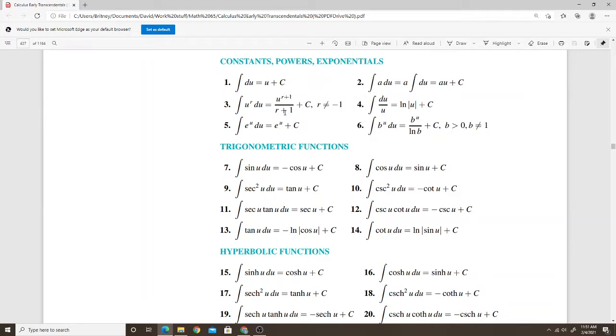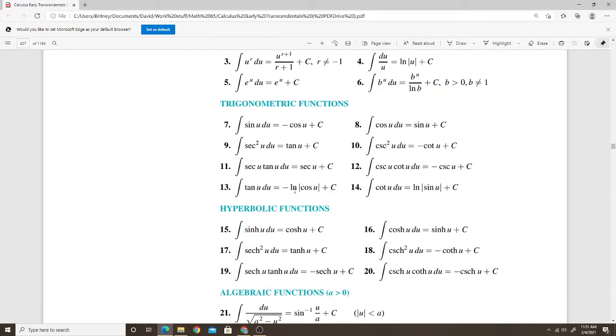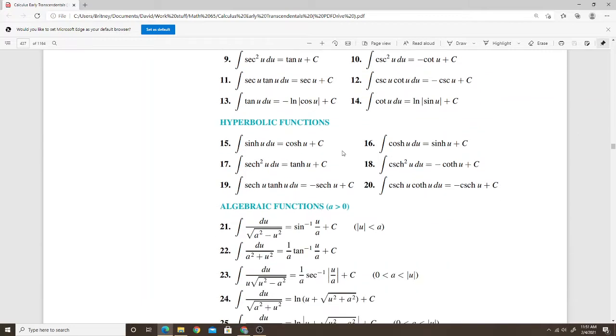right? So we already know, like, the power rule. You add one to the exponent, divide by that new exponent, right? Integral of an exponential is just the exponential. Right? Integral of 1 over u is natural log of absolute value of u. So that's kind of like the basic building blocks. You have integrals of some trig stuff that you should remember and have memorized from back in the day.